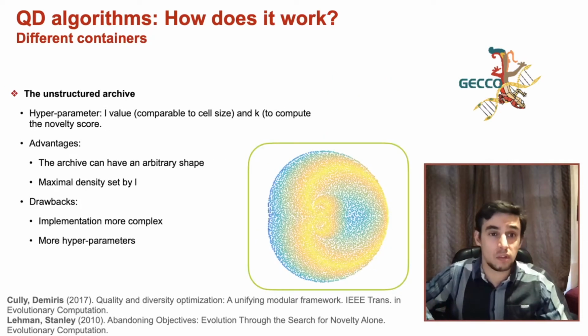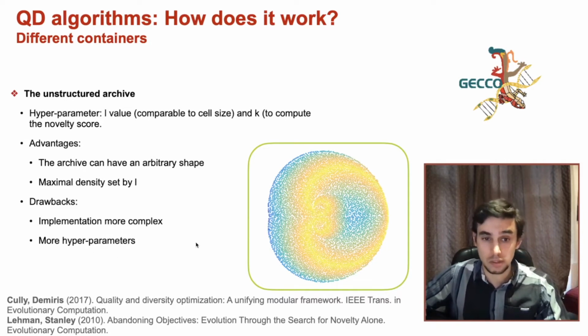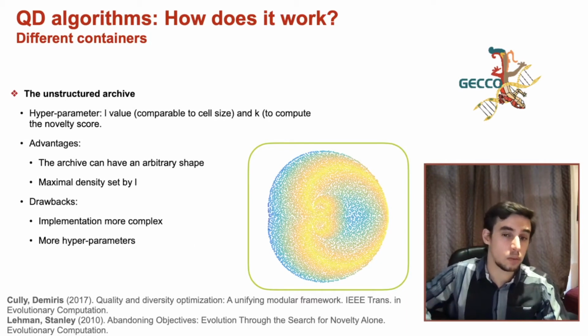The good thing with the unstructured archive is that it maintains a maximal density because of this minimal distance L between the different solutions. On the other hand, the issue is that it's slightly more difficult to implement, and it has more hyperparameters, typically the L value and the K value used to compute the novelty score.